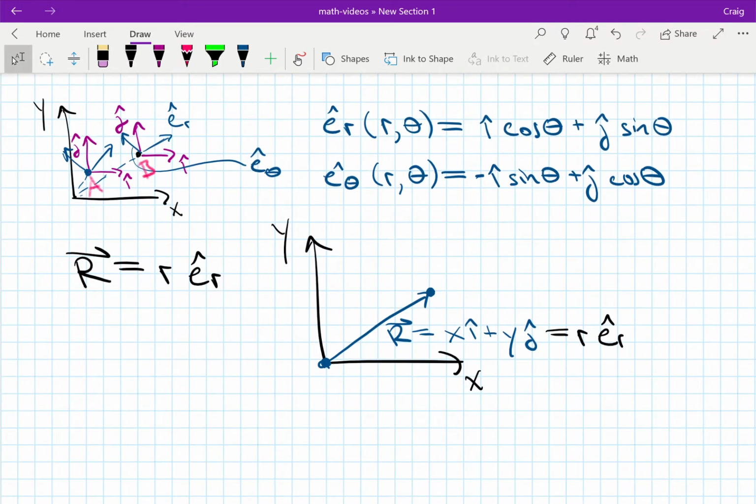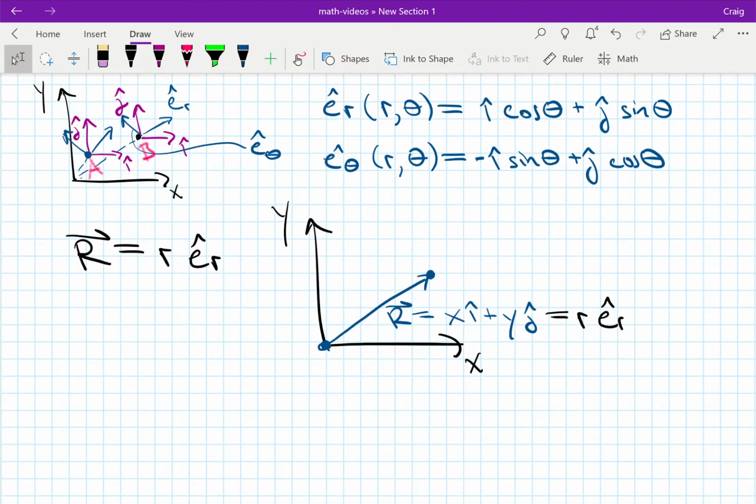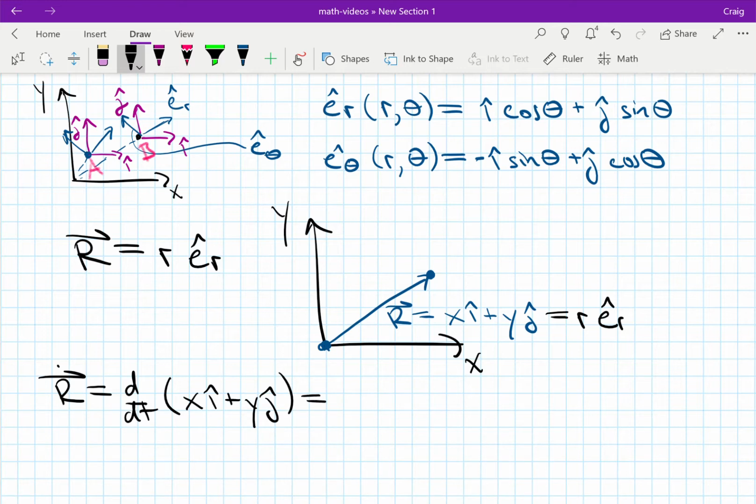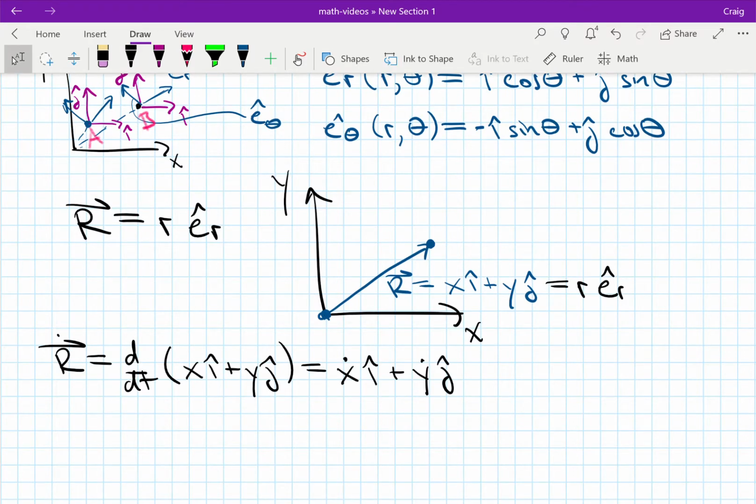Okay, so in the Cartesian representation, it's easy to take derivatives. If I first look at my Cartesian expression, r dot is just the time derivative of x i hat plus y j hat. But i hat and j hat are just constants. The orientation of i hat and j hat do not depend on where I am in the plane. So this is just the time derivative of x in the horizontal direction plus the time derivative of y in the vertical direction. And I can go on and I can take as many derivatives as I want.